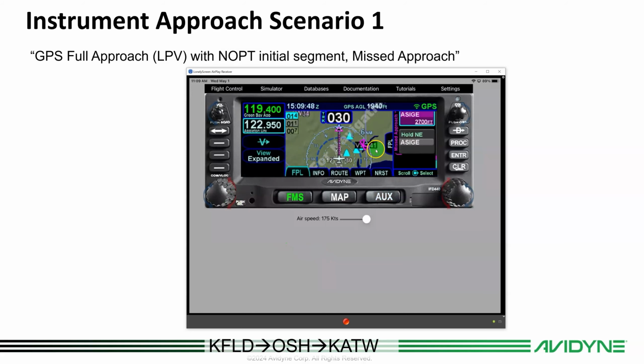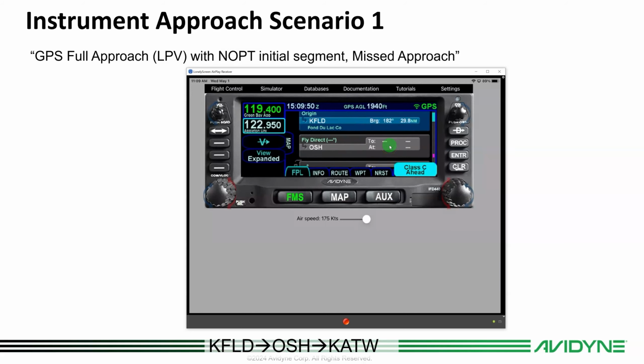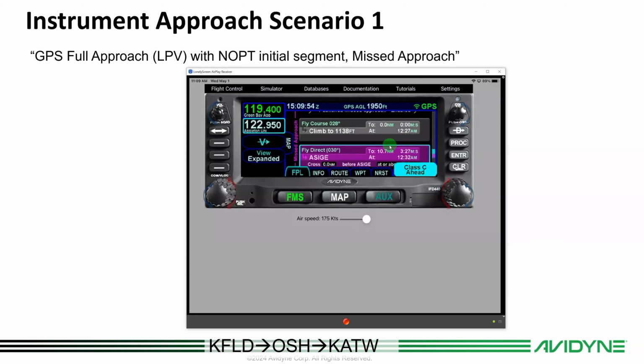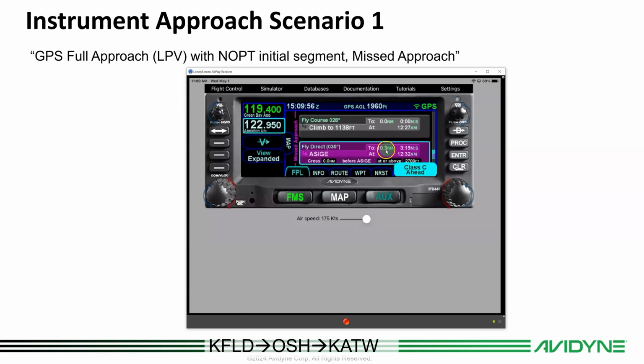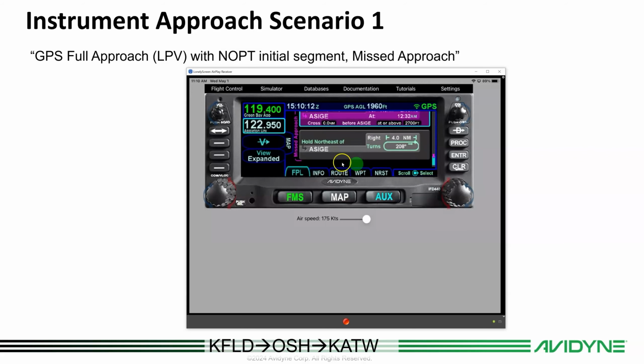If you go to your full flight plan page, it gives you the guidance for the missed approach, which is to fly the course of 028, climb to 1138, fly direct Avidyne, which is what we're doing now, and then hold northeast of Avidyne. Right turns, 4 nautical mile legs.